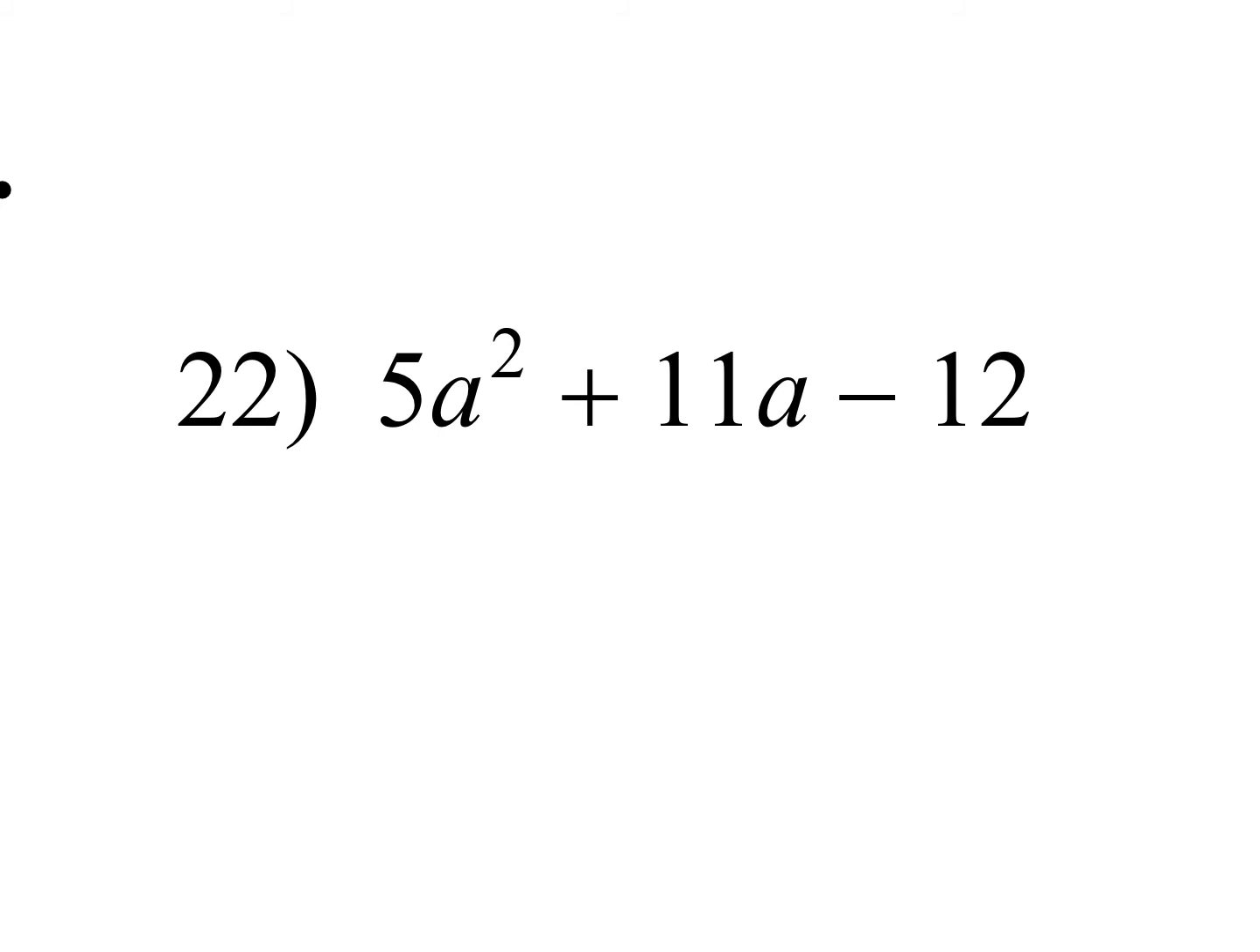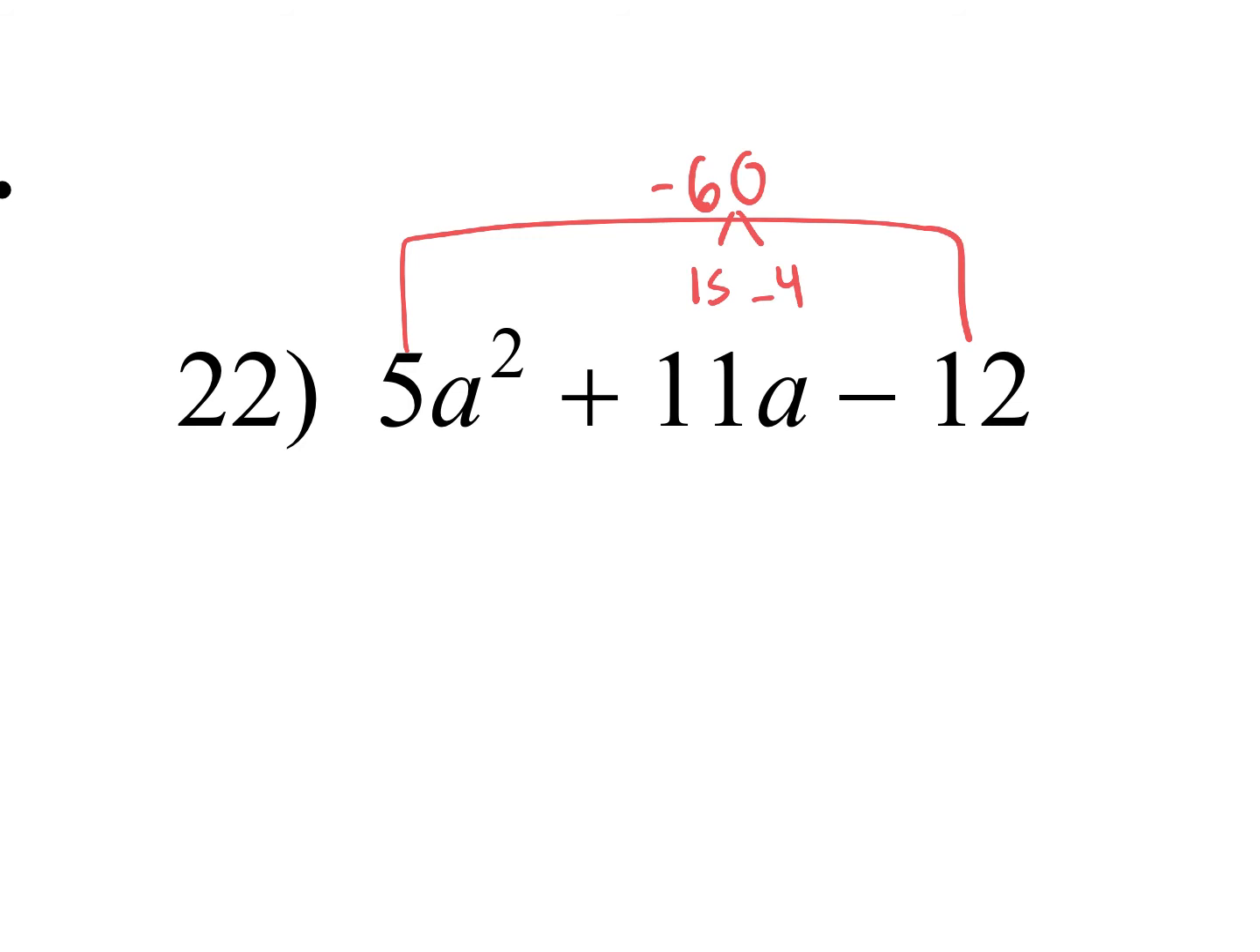So Jason, what do I do when I don't have a greatest common factor? You go straight across, like we did yesterday. So what do we do with 5 and negative 12? Multiply. So 5 times negative 12 is negative 60. What are two factors of negative 60 that add to 11? 15 and negative 4. Awesome.